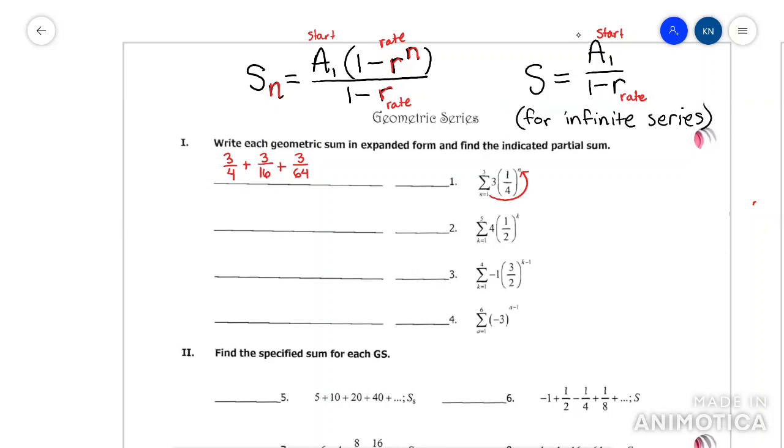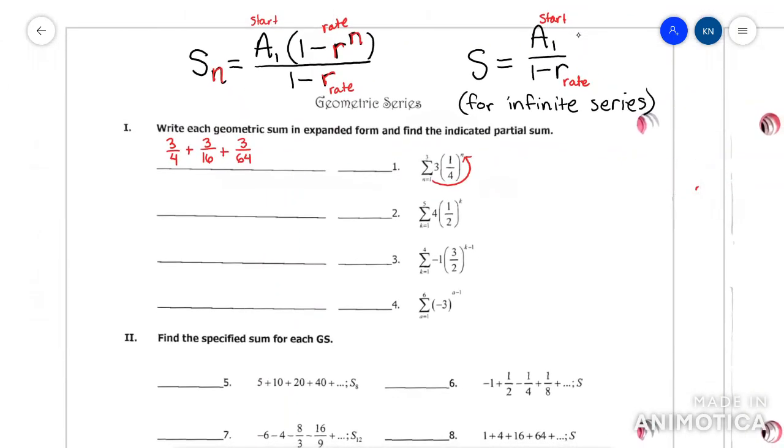So you can either add all these up by hand, or you can use the equation. I would use the equation. It would look like this. The sum of the first 3 is going to be the first term, which was 3/4, times 1 minus your rate. This is your rate, 1/4. And we should honestly put that in parentheses. And then it's to the power of n. Well, the n was 3. They told you stop at the third term. Over 1 minus your rate.